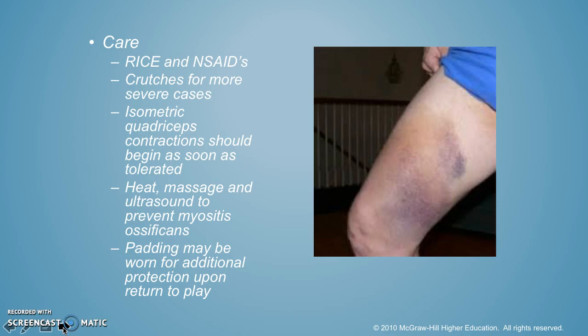Then here you can see a picture of a quad contusion. I believe we even looked at this when we were looking at the knee. So what do you do for it? Well, you've got to RICE it and take some NSAIDs. If it's really bad, they might give you crutches. Isometric quad contractions should begin as soon as they can.